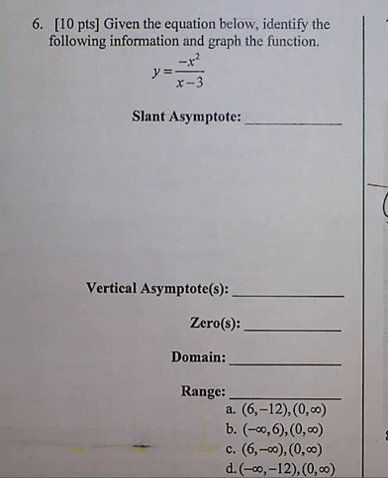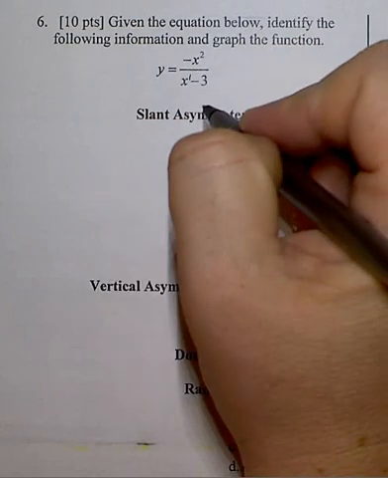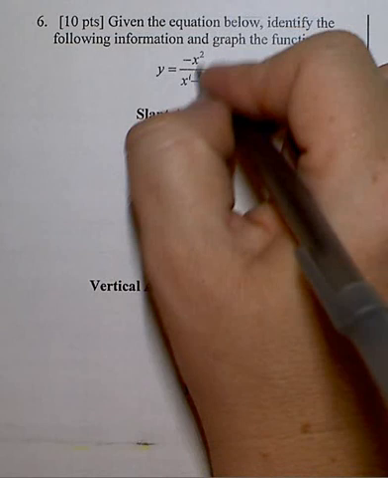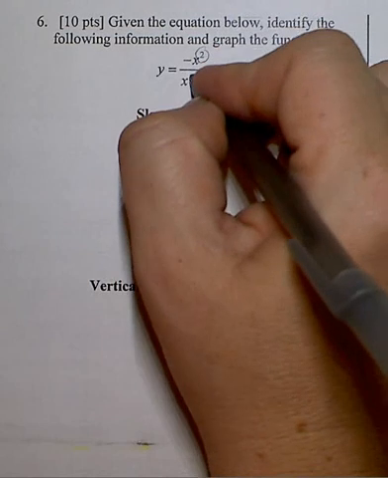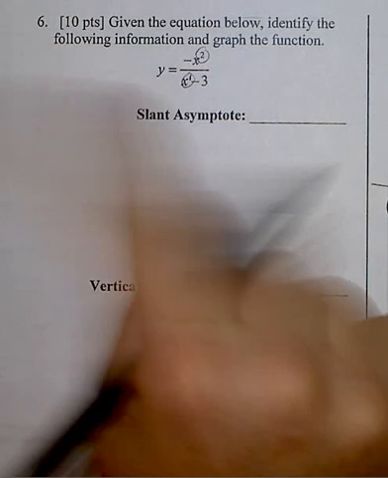Given the following equation, identify the information and graph the function. Couple things to keep in mind. Please put a little 1 as an exponent on the x below. Notice that the degree on top is not the same as the degree on the bottom. When that happens, there's no horizontal asymptote, but there is a slant asymptote. There's no horizontal, but there is a slant.